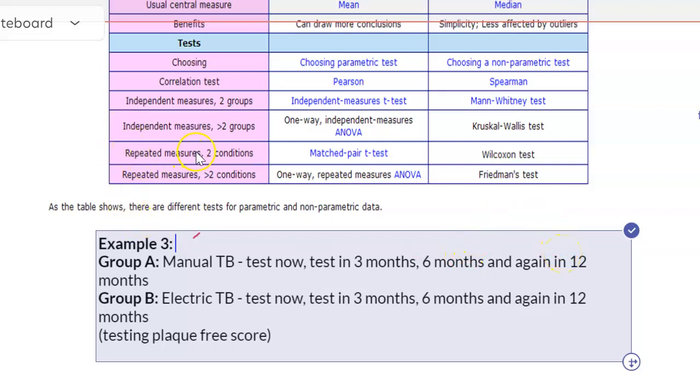So this is considered a repeated study or repeated measure because I'm testing them repeatedly: now, in 3 months, again in 6 months, and again in 12 months. How many groups do we have? Group A, Group B, 2 groups. So when we have 2 groups or 2 conditions and we are repeating the study several times, it's called a matched pair t-test. That's the test that we're going to give. So let's write that down, matched pair t-test.